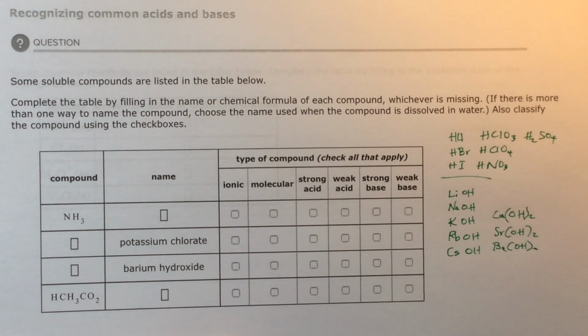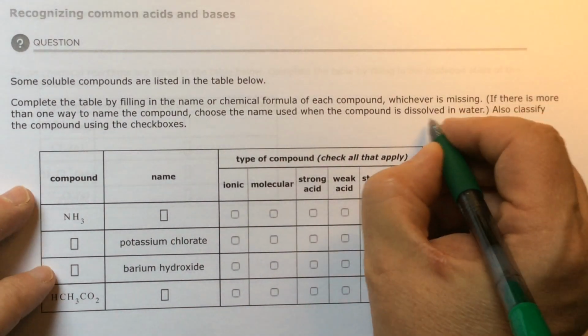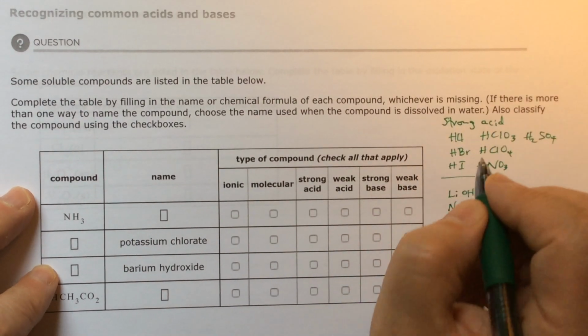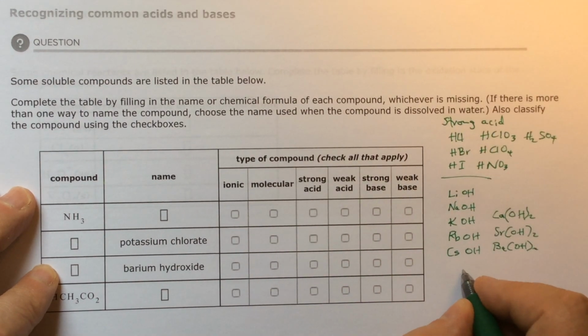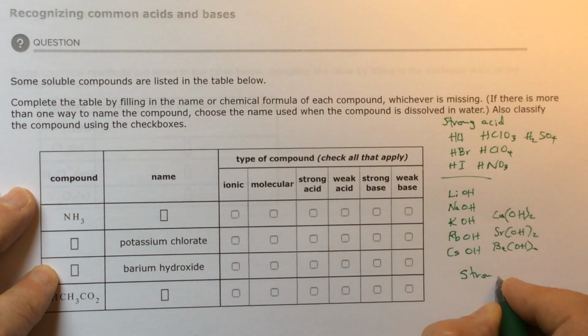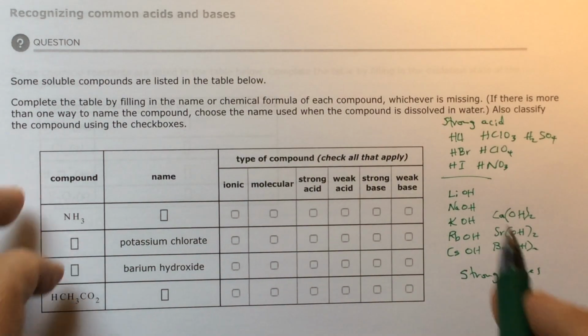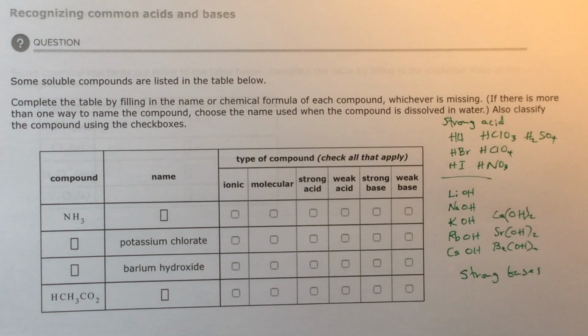Okay, so here's the list of strong bases. Here's strong acids. And if you remember, strong acid doesn't mean it's more corrosive. Strong acid means it completely breaks apart into ions in water. And this is strong bases. Anything that's not on this list is a weak base.